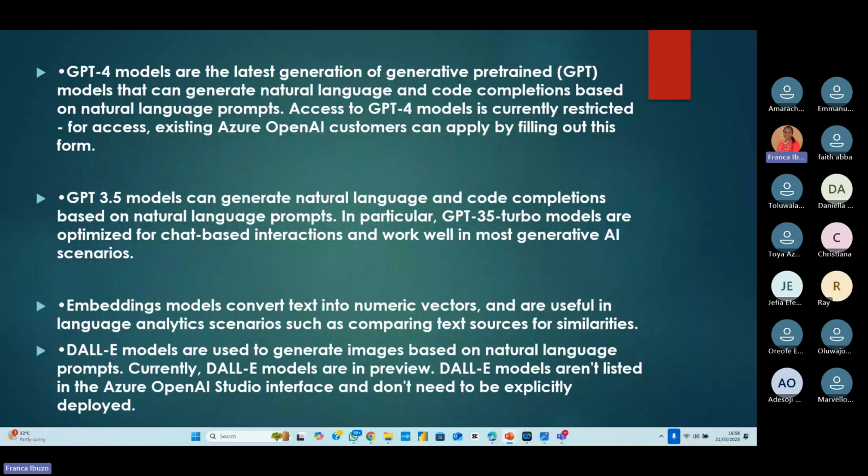Then you have your DALL-E. DALL-E models are used to generate images. When you hear DALL-E, that's mostly for images, based on natural language prompts. Currently, DALL-E models are in preview. DALL-E models aren't listed on the Azure OpenAI Studio interface and don't need to be explicitly deployed.